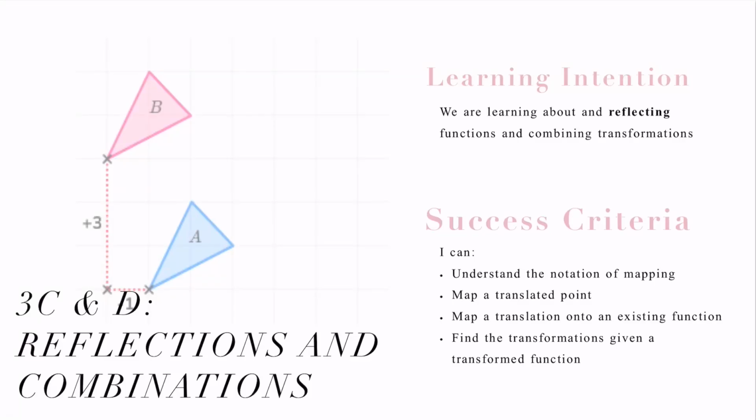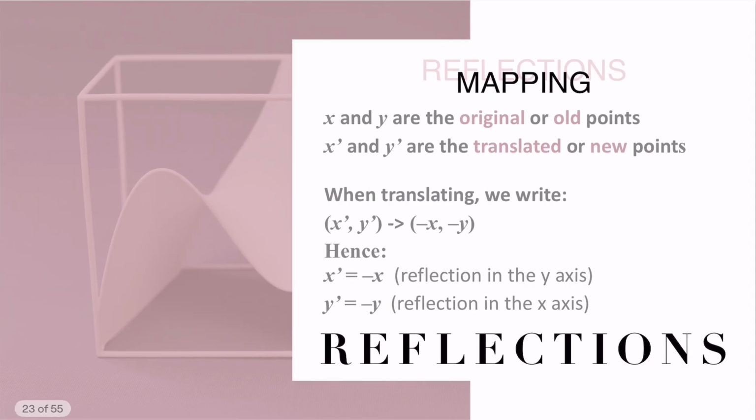Exercise 3C and D. So today we're looking at reflections and then combining transformations. What you need to be able to do is understand the notation of mapping, map a translated point, map a translation onto an existing function, find the transformations given a transform function, and this is all going to be pertaining to reflections and then a combination of different ones.